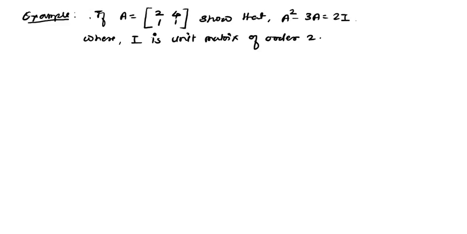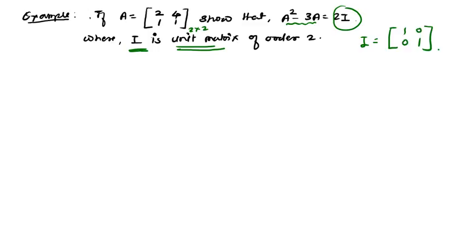Okay, now the next question is, if A is a matrix of order 2 by 2, show that A square minus 3A is equal to twice I. And what they are saying, this I is nothing but the unit matrix of order 2. Means this I will be the identity matrix of order 2. Okay, so we need to prove this.